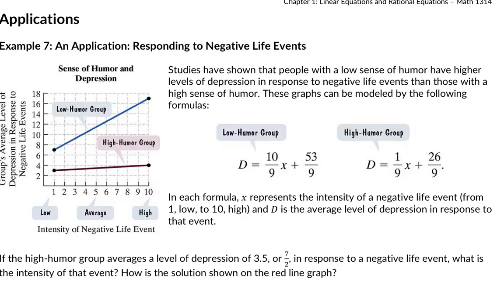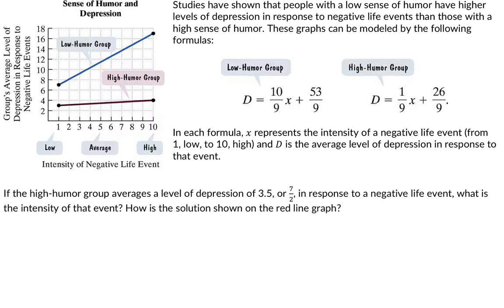The question is, if the high humor group averages a level of depression of 3.5 or 7/2 in response to a negative life event, what is the intensity of that event? And what does that solution look like on the graph? So we're using the high humor group, right? So that means we're going to use this equation here. And it tells us that their level of depression is 7/2. Did they give us x or did they give us d? d. So when I'm solving this, I'm going to say 7/2 in the place of d, equal to 1/9 x plus 26/9. And I'm going to need to solve for x.